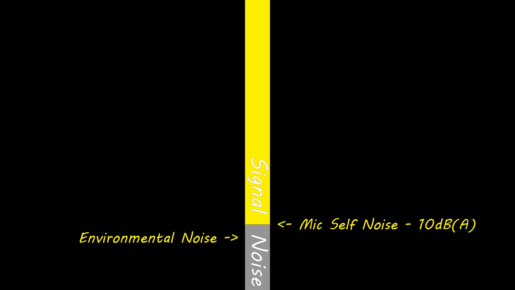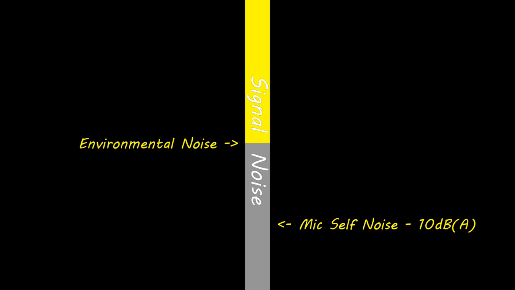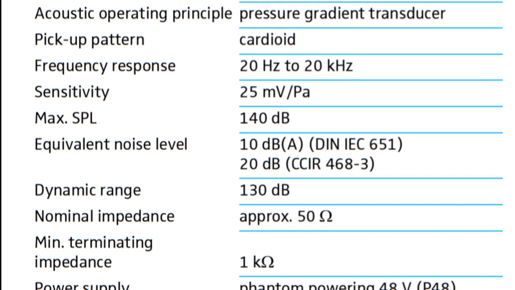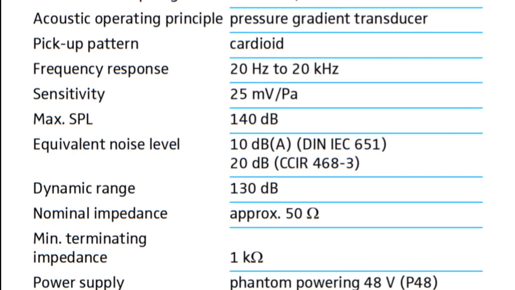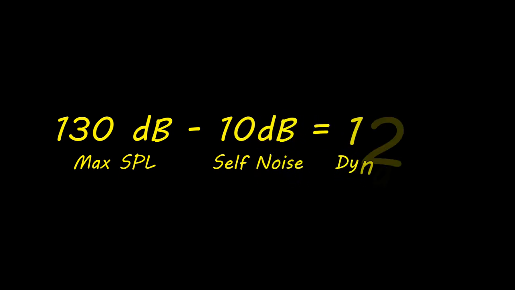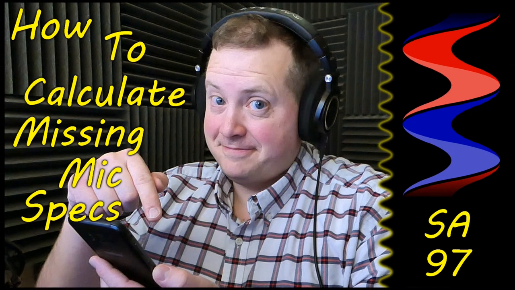On the other hand, if you record in a very loud room with, let's say, a 70 dB noise floor, you don't even need to consider the self-noise of the microphone because the noise level is much higher, drowning out that self-noise. A high amount of noise in your signal equates to a low signal-to-noise ratio. Dynamic range is similar, but instead of subtracting the self-noise from 94, you subtract it from the maximum SPL, or the maximum level the microphone can take without distorting. If a microphone has a maximum SPL of 130 dB and a self-noise level of 10 dB, the dynamic range would be 120 dB. For more information, watch my video on calculating missing microphone specifications.